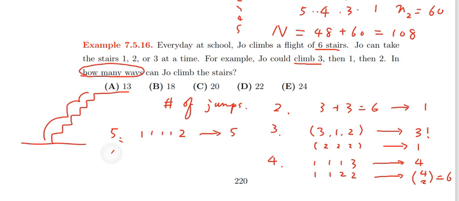And 6 jumps, only 1 way: 1, 1, 1, 1, 1, 1. So only 1 way, right? So totally, we just add them up.